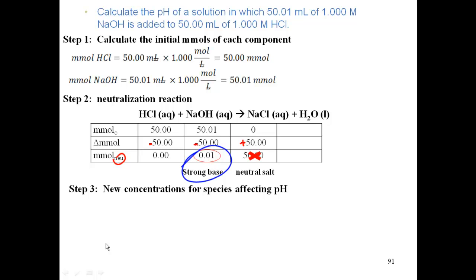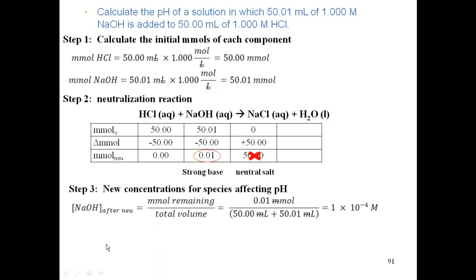This is where all my pH is coming from, so I will calculate the new concentration of my sodium hydroxide only. So sodium hydroxide after my neutralization, my millimoles, which we said is 0.01 millimoles over my total volume, which is 50 plus 50.01, which is 1 times 10 to the negative fourth molarity. Now this is just like I had a 1 times 10 to the negative fourth molarity solution of sodium hydroxide and want to see the pH of it. So it's just a hydrolysis, the step that we did a long time ago in our lectures. So then I'll do my hydrolysis.